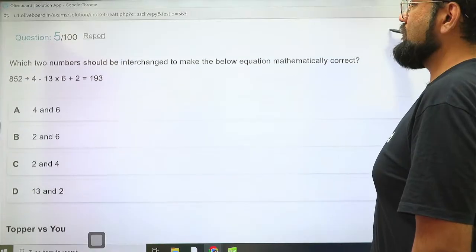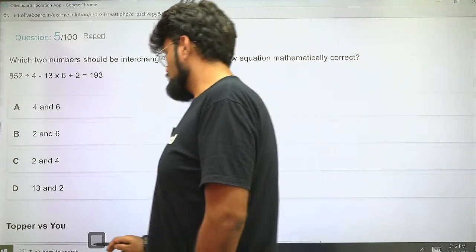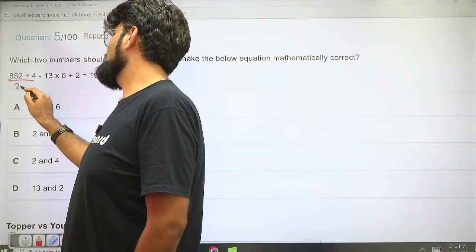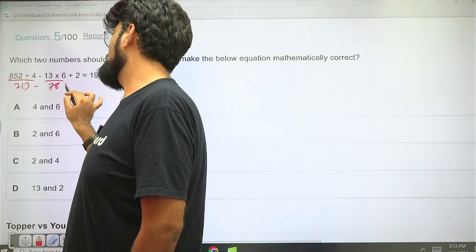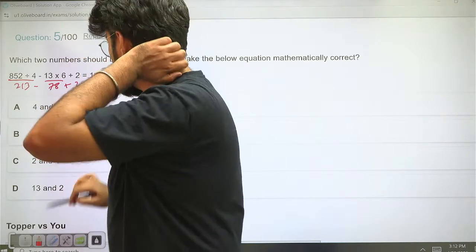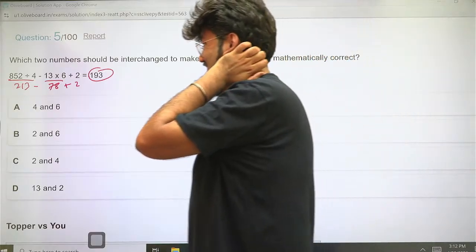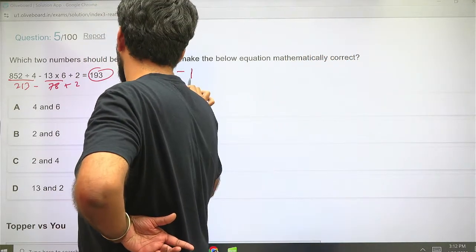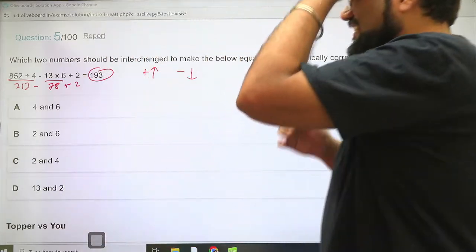Which two numbers should be interchanged to make the below equation mathematically correct? Okay. So 852 divided by 4, 213. Let's see where it is going wrong. This is minus 78 plus 2. So 215 minus 78. It's definitely not 193, but it's not very far off. What is the issue? The issue is that the negative quantity is quite large. So I need to reduce the negative quantity or simultaneously maybe increase the plus sign. That's what we need to do to get 193.